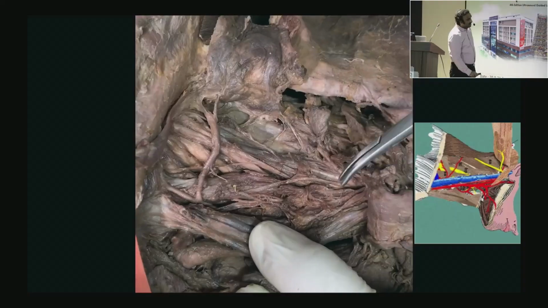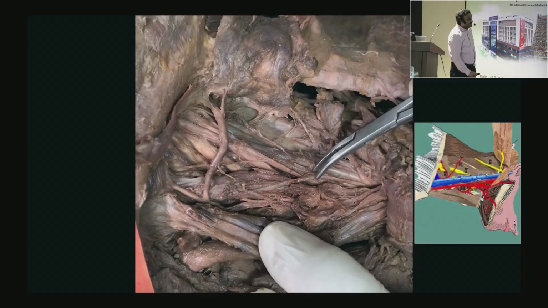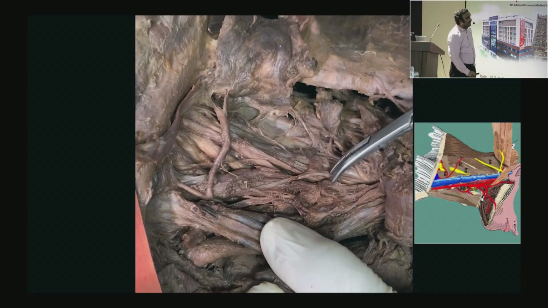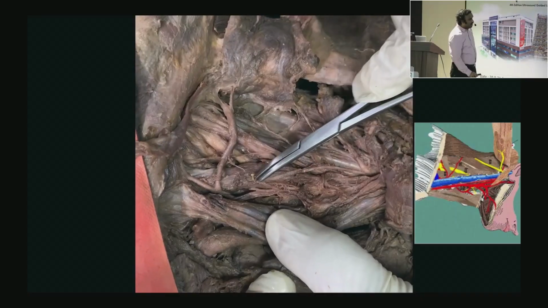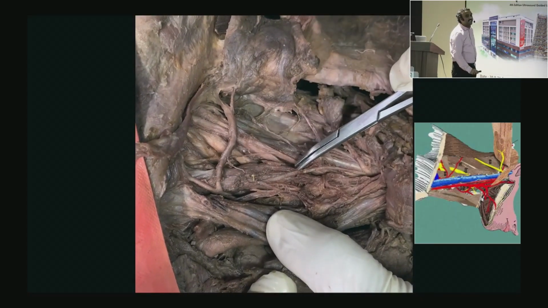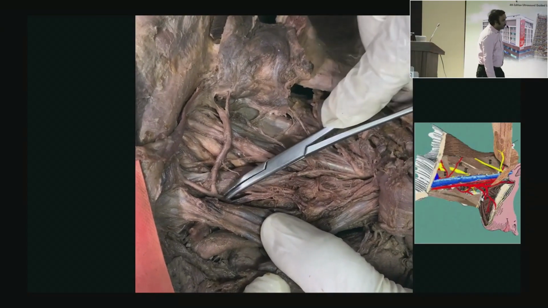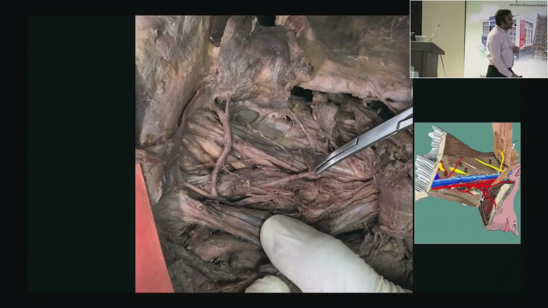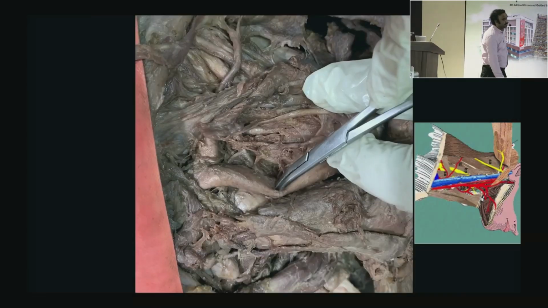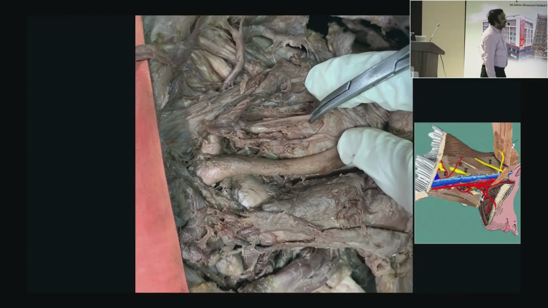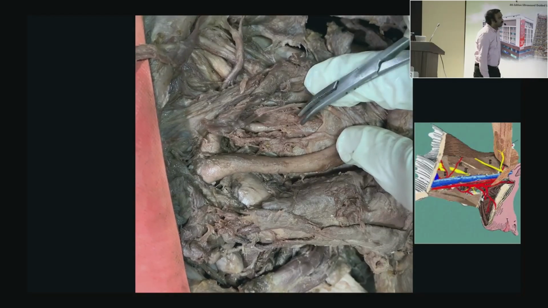Another nerve which is of importance to anesthesiologists while doing interscalene block is the phrenic nerve. As you can see there, it runs on the surface of the anterior scalene muscle. It runs in a lateral to medial direction. So that is how you identify the phrenic nerve. And this is the vagus nerve.